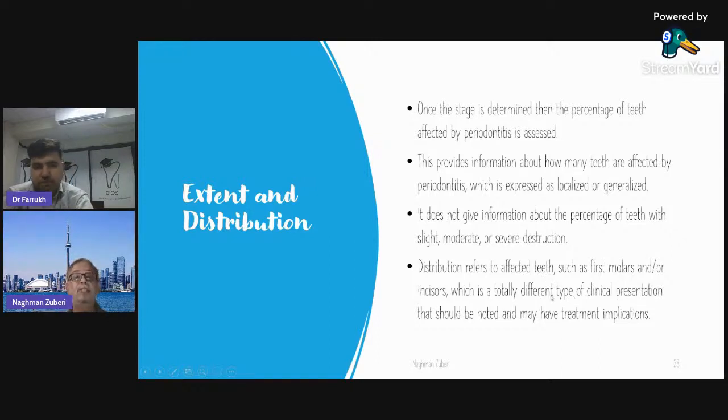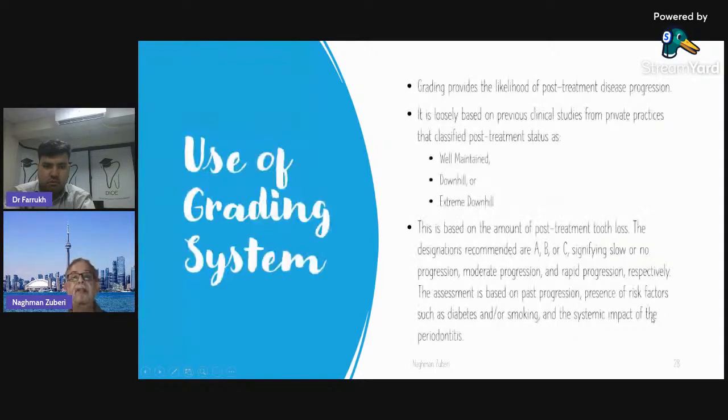As I have told you, this is what we used to call previously aggressive periodontitis. Only first molars and incisors are involved, and usually it occurs in young individuals. So it has a totally different type of clinical presentation that should be noted and may have some treatment implications.